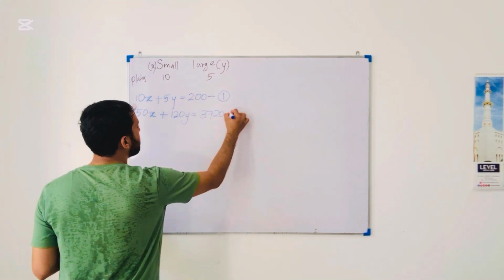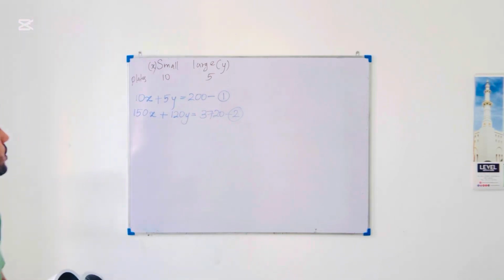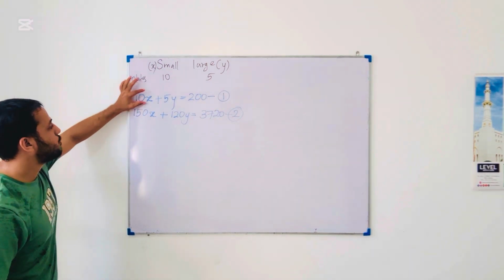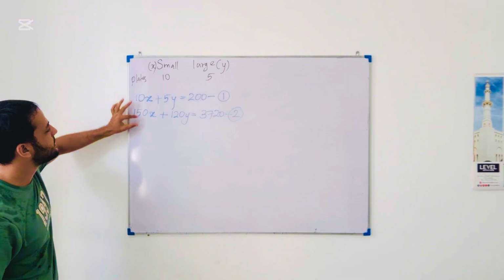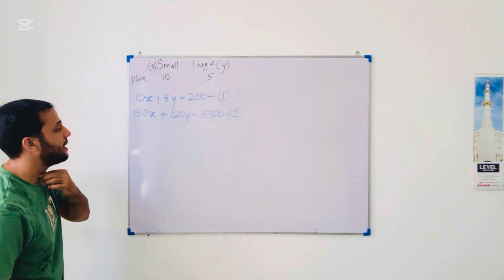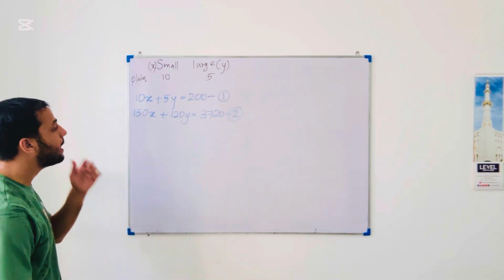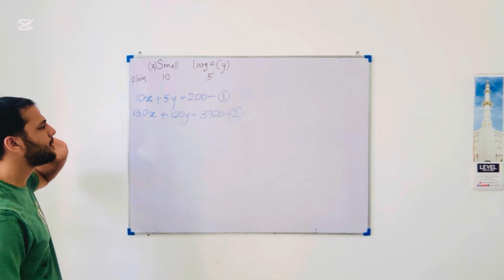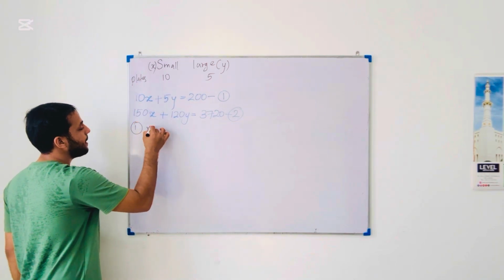Now if I solve this pair of simultaneous equations, I'll get the number of small packs and large packs. Okay. So see here. If I need to remove X here, using the LCM, I can convert this 10 to 150 by multiplying by 15. At the same time, I can convert this 5 to 120 by multiplying by 24. I think multiplying by 15 is easier. So let's stick to that, right? So first equation I'll multiply by 15.